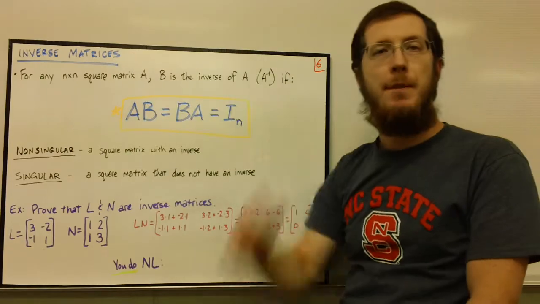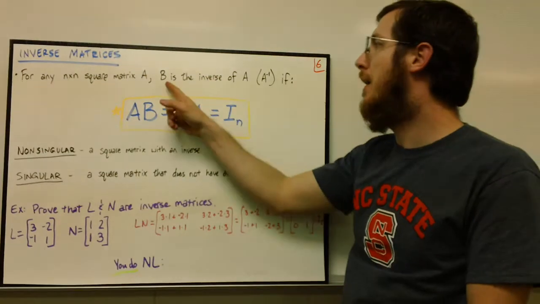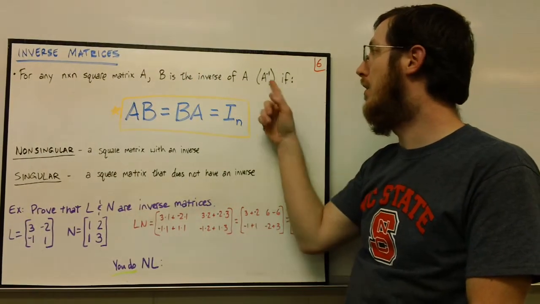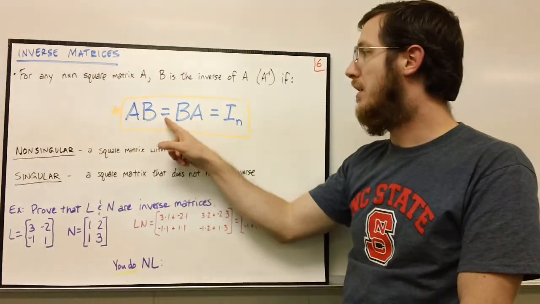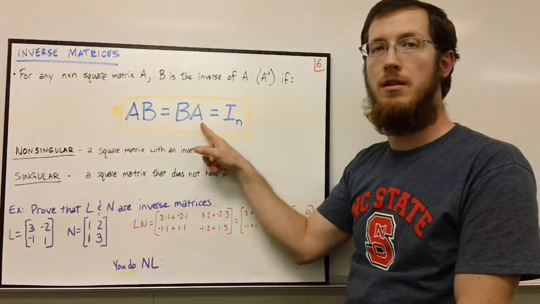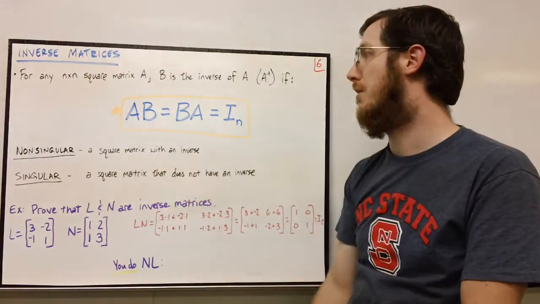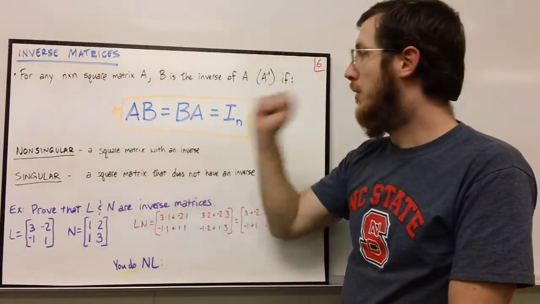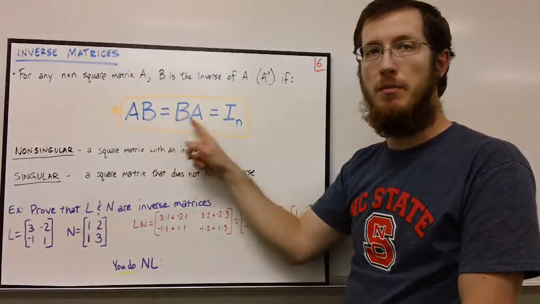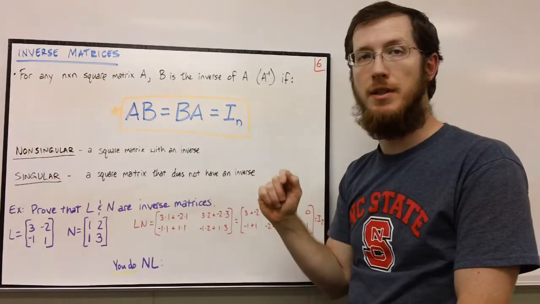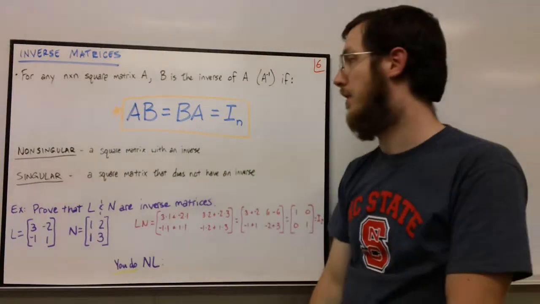Okay, next up, inverse matrices. For any n by n square matrix A, B is the inverse of A. Okay, here's our notation for the inverse of A. If A times B equals B times A, they both equal the identity matrix of the dimensions that we started off with. So if you can find 2 matrices that when you multiply them together either way, A times B or B times A, they both end up with the identity matrix, 1's on the diagonal, 0's everywhere else, then they are inverses of each other.